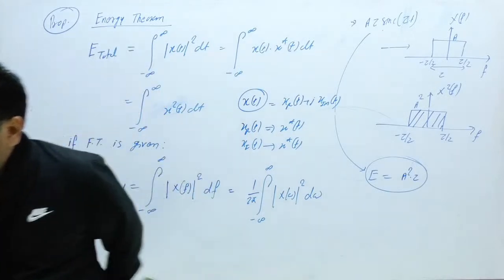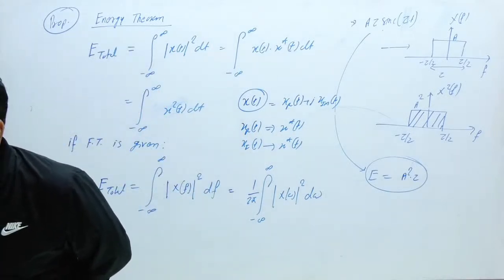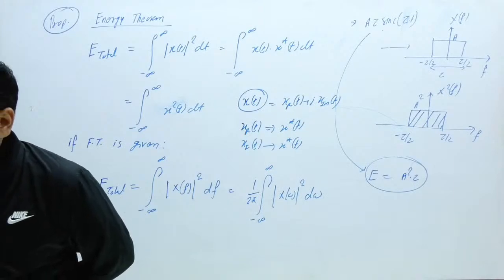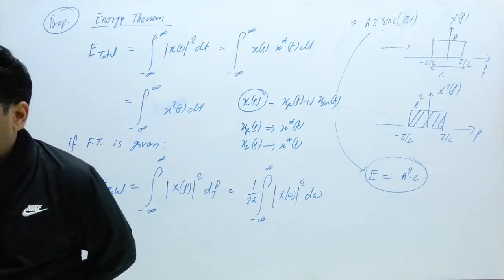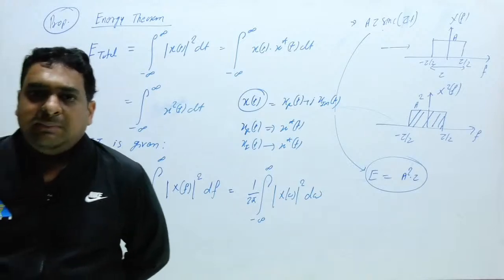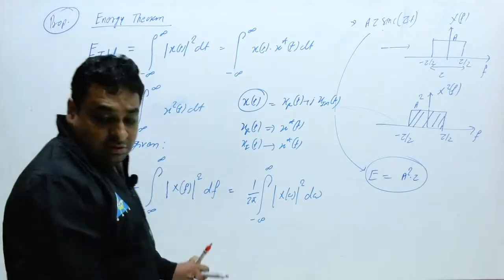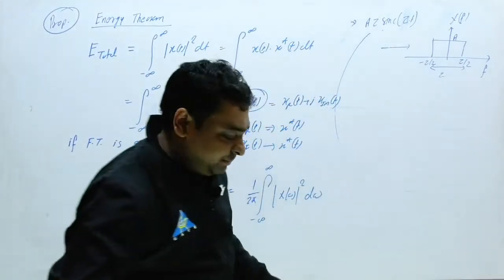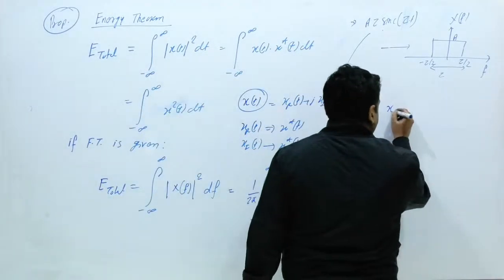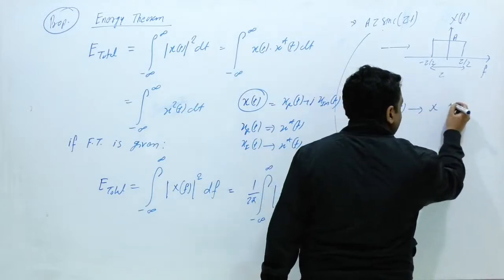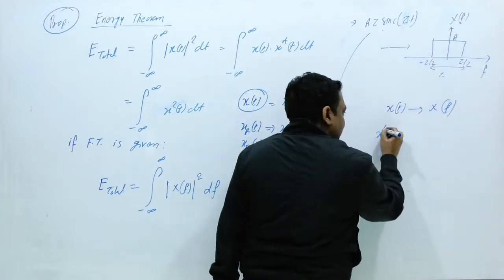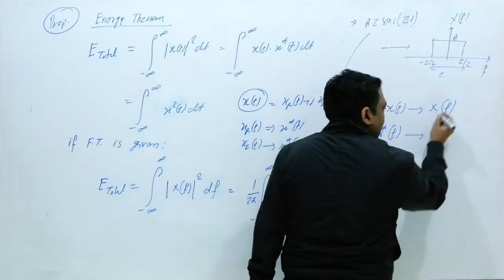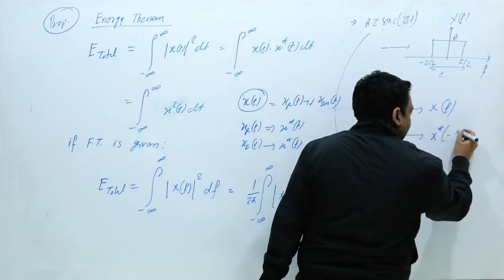Now, any other doubt? Sir, that is for a complex signal; for a real signal you can ignore the conjugate. Yes, if the signal is real. So one thing I also want to tell you: suppose if the Fourier transform of x(t) is X(f), then the Fourier transform of x conjugate t is X conjugate of minus f.